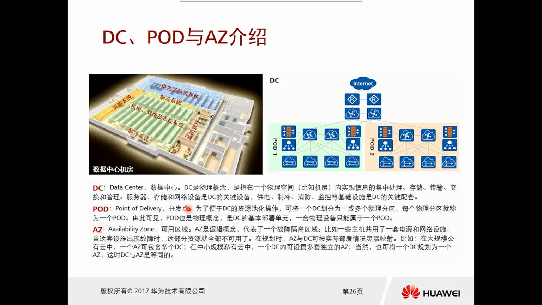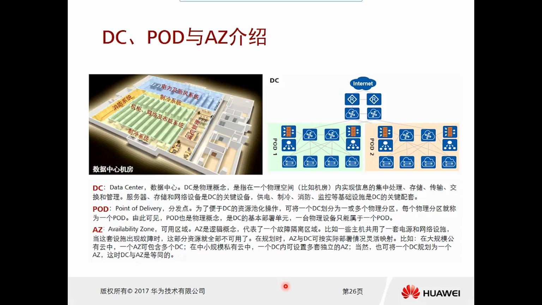So let's take a simple look again at these few concepts: one called DC, one called pod, and one called AZ. DC stands for data center. The three concepts discussed here are basically all physical from a physical perspective. The first, DC, is a complete data center. It includes things like the L1 layer, L2 layer, and so on.